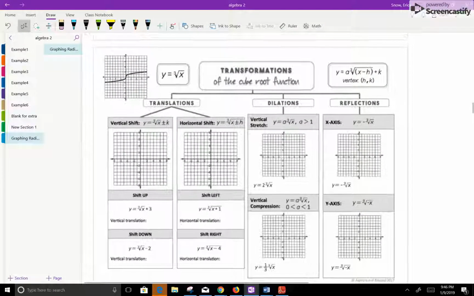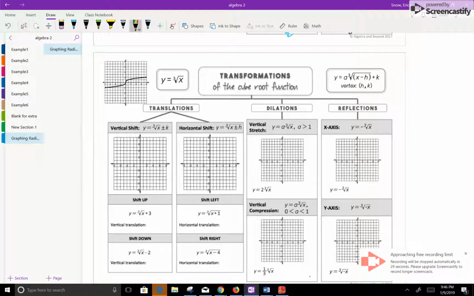So transformations of the cube root function. This one is going to go up 3, and we're going to stop there.